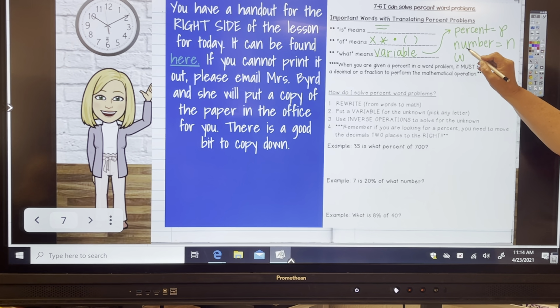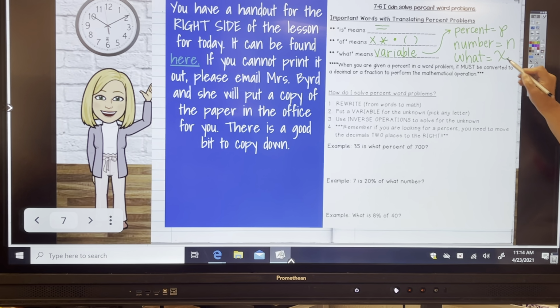If it says what and you want to put an X, please make sure that your X is an italicized X or some kind of cursive X, because if you just put a regular X, it's not going to work, because you're going to have an X for multiplication.